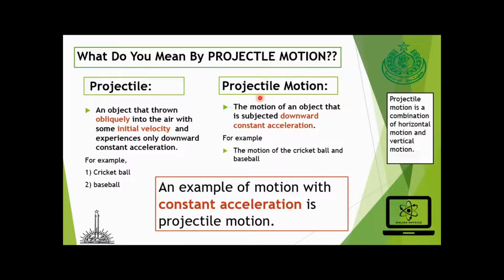And what is projectile motion? The motion of an object that is subjected to downward constant acceleration. For example, the motion of a cricket ball. So projectile motion is a combination of horizontal motion and vertical motion. So projectile motion is an example of 2D motion as well as an example of motion with constant acceleration.